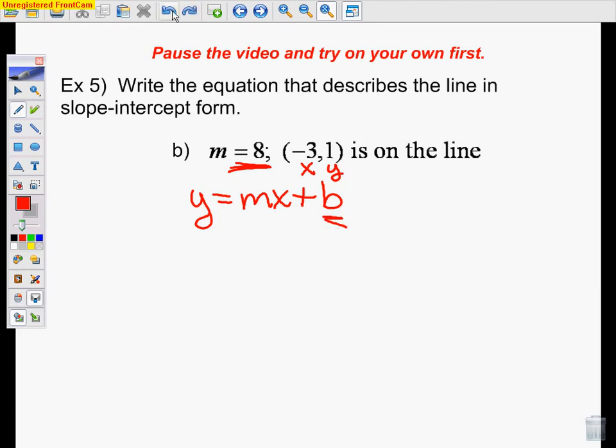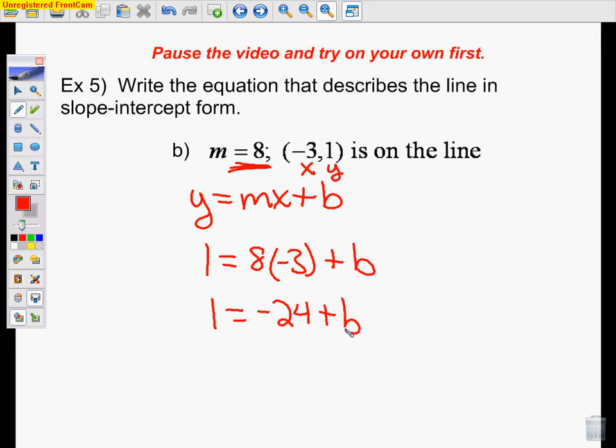So y, in this problem, we're going to use 1, equals m, which is 8, times x, an example of x is -3, plus b, we don't know. All right, let's simplify. 8 times -3, well, that's -24, plus b. How do we solve for b? Well, we're going to add 24 to both sides. So we see that 25 equals b.